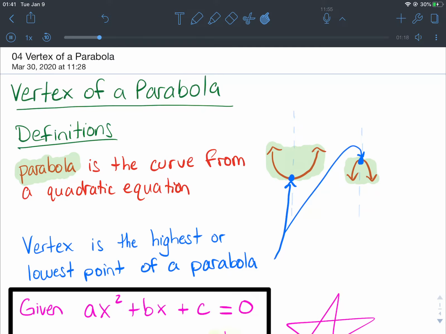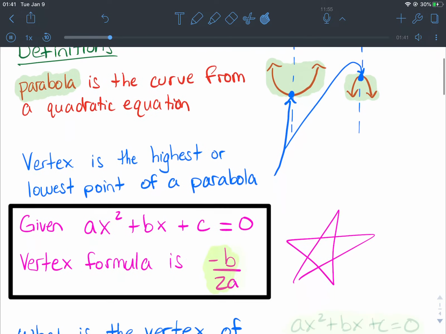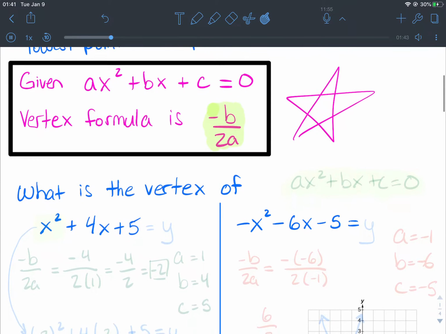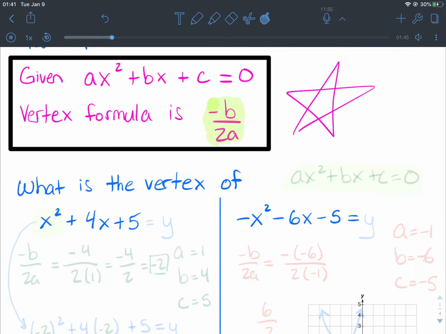So everything on the left is basically a mirror image to everything on the right. So if we were to draw a line of symmetry, it would literally go right through the vertex. So the vertex has a formula inside that black box known as negative b over 2a. That is literally the entire lesson today. So let's do a question.